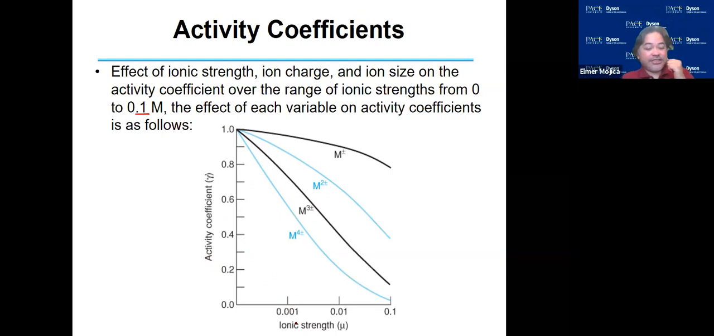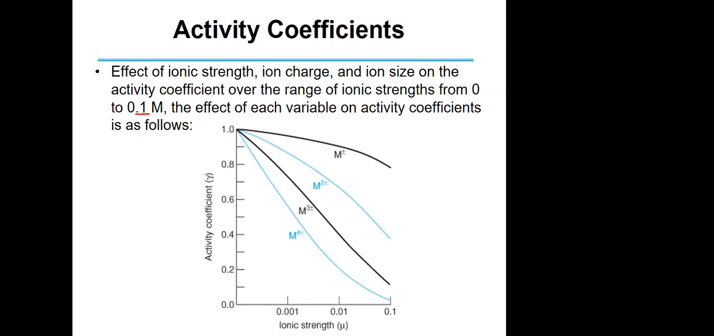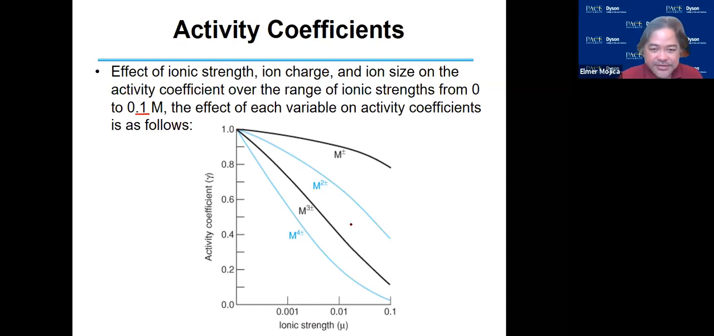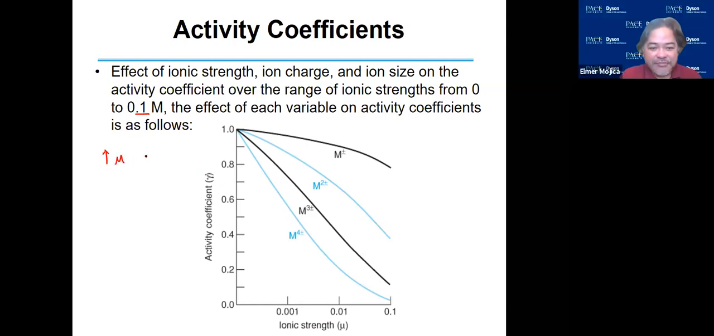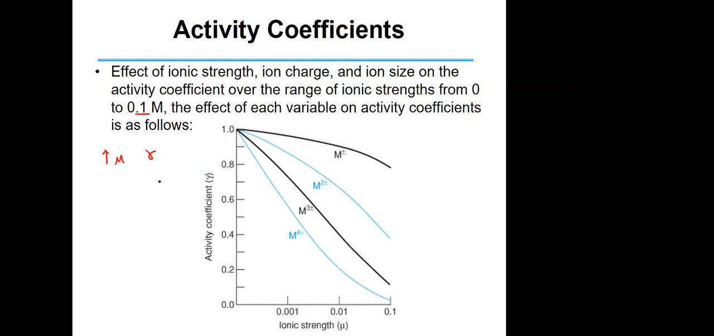If your ionic strength is equal to 0, your activity coefficient is usually equal to 1. Right? But as the ionic strength increases, what happens to the activity coefficients? Overall, what happens? If I gave you this question in the exam, looking at the behavior here, as the ionic strength increases, what happens to the activity coefficient? It decreases. Usually they decrease.